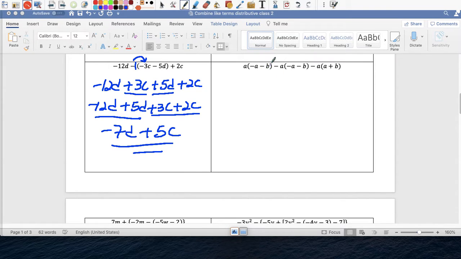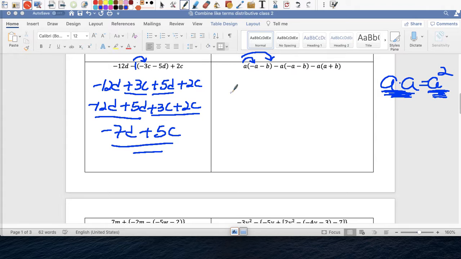Now here we have multiplying. Remember, when we're multiplying and you have a times a, that's literally a squared, right? Remember, this is repeated multiplication. So exponents are a means of expressing repeated multiplication in a shorter way. So we're going to multiply this times this, and this times that. Let's see what we get.